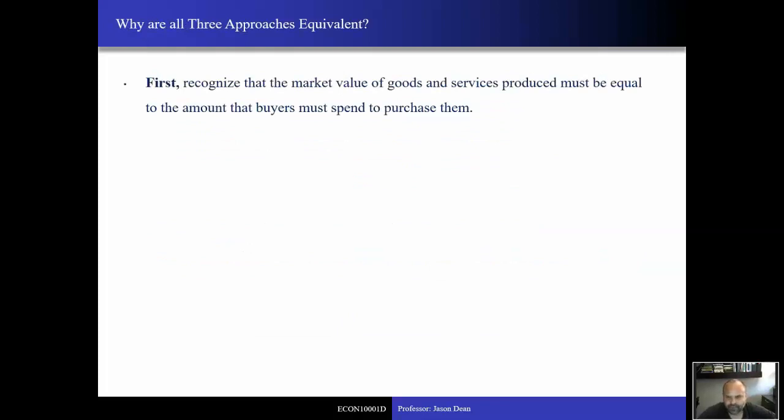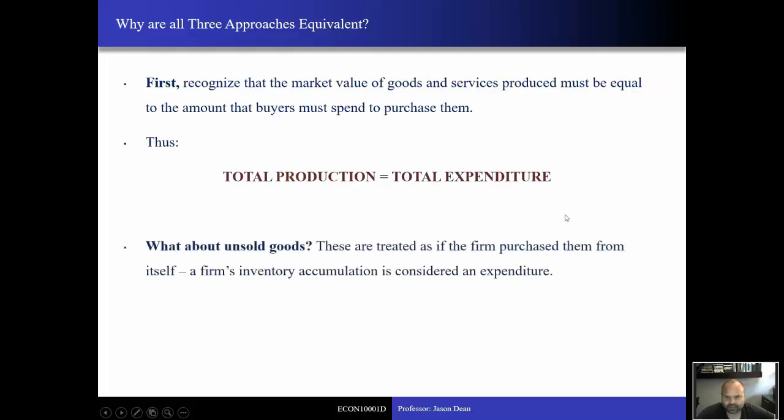So let's first recognize that the market value of goods and services produced must equal the total amount that buyers spend to purchase them. So the total production is equal to total expenditure. Also, let's pick up on something here. What if some of the goods are not sold? Well, we treat these as if the firm purchased them from itself, because what they're really doing is accumulating it in inventory. And so we say that that's an unplanned inventory. We'll talk a little bit more about that later in the course.